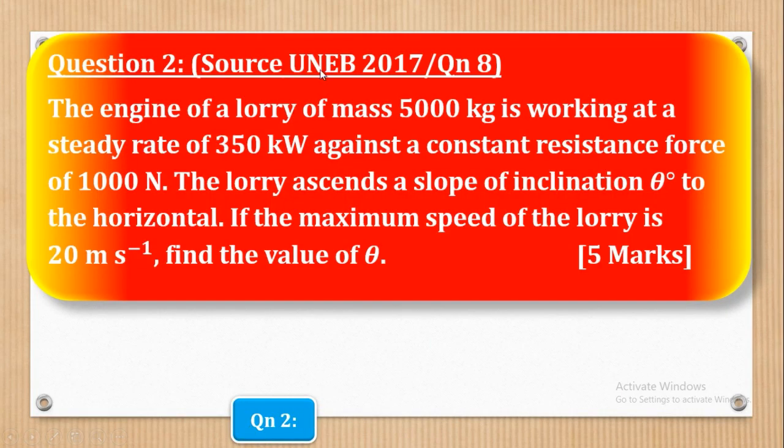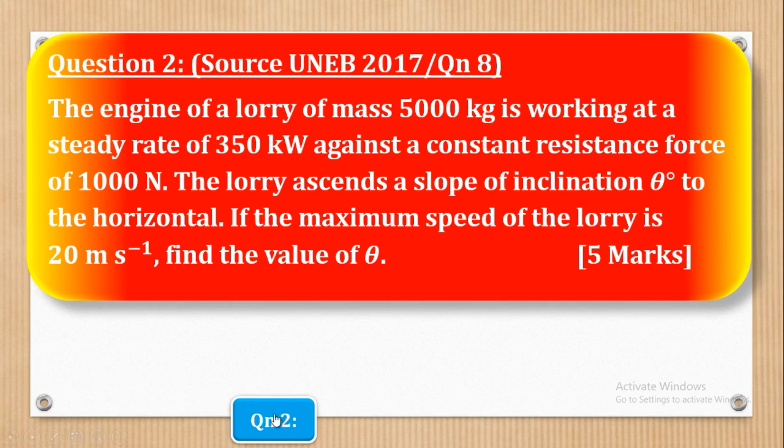Now we shall go to question 2, and question 2 came from UNEB 2017, paper 2, question 8, and it says the engine of a lorry of mass 5,000 kilograms is working at a steady rate of 350 kilowatts against a constant resistance force of 1,000 newtons. The lorry ascends a slope of inclination 30 degrees to the horizontal. If the maximum speed of the lorry is 20 meters per second, find the value of theta.